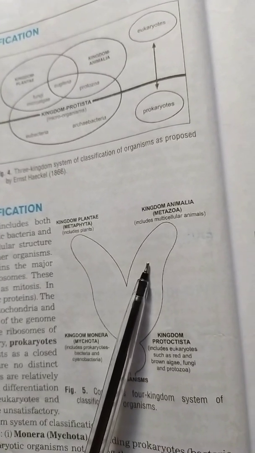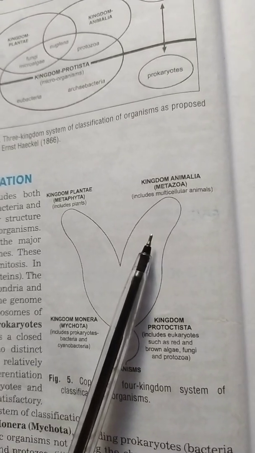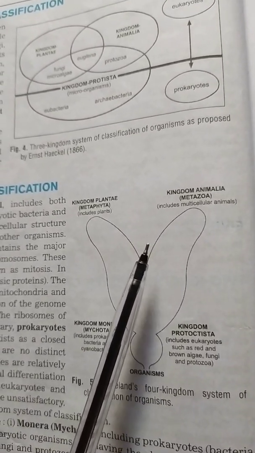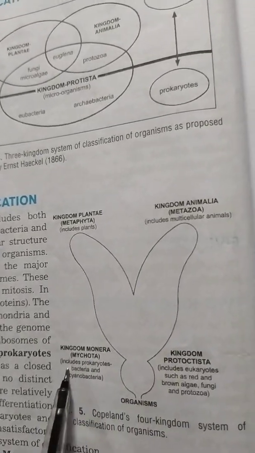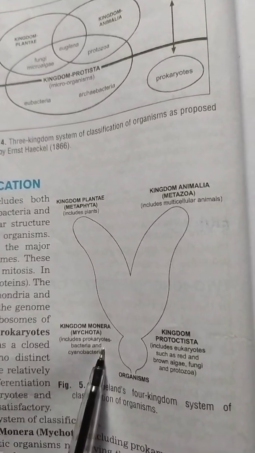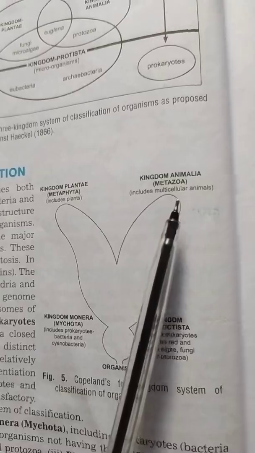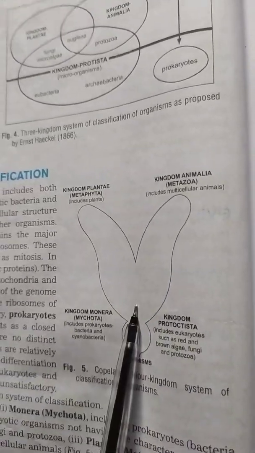He had Monera or Mycota, he had Protista, and then he had Plantae, also called Metaphyta, and then the fourth one, Animalia or Metazoa. So we see that these four kingdoms were included by Copeland.